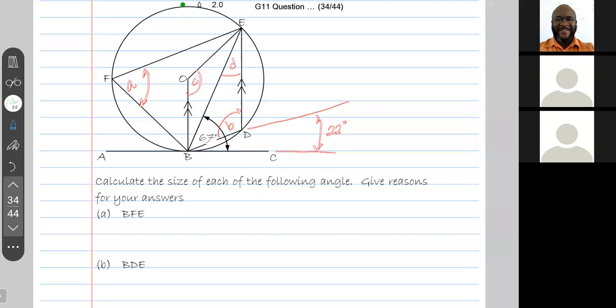All right, so we've already identified the angles that we want. A is BFE, B is BDE, C is BOE. And D is BED. So we need to find all of these. I would start off with A, which is BFE.